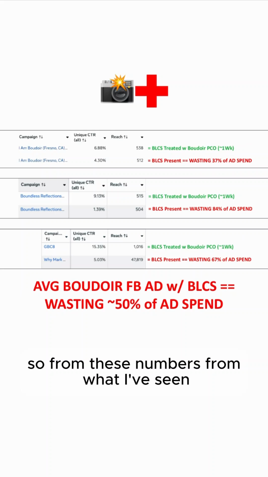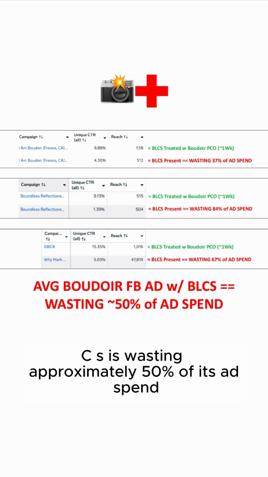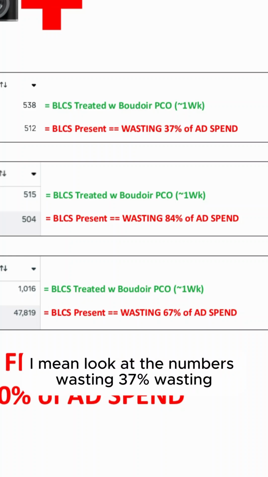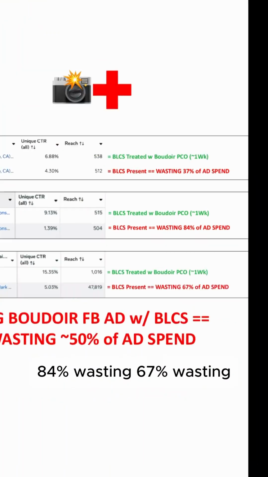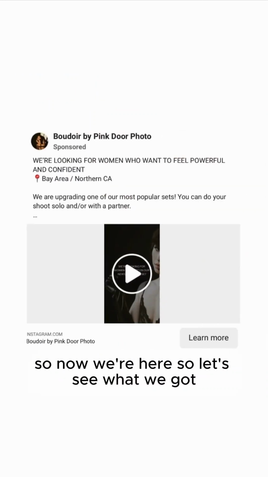So from these numbers, from what I've seen, the average boudoir Facebook ad with BLCS is wasting approximately 50% of its ad spend. I mean, look at the numbers, wasting 37%, wasting 84%, wasting 67%, so it's wasting approximately 50% of its ad spend. It's after 12 months. So now we're here. So let's see what we got.